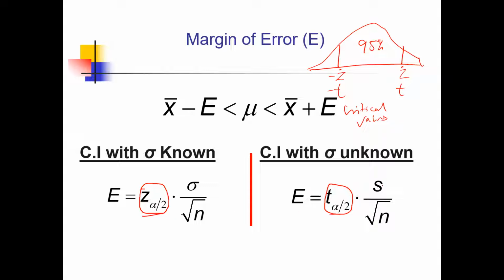Okay, so it's the critical value times the standard error. Now you see the margin of error. Okay. But we are saying, when do I use a T? I use a T when I don't know the population standard deviation. But whenever I know the population standard deviation, I should use this.